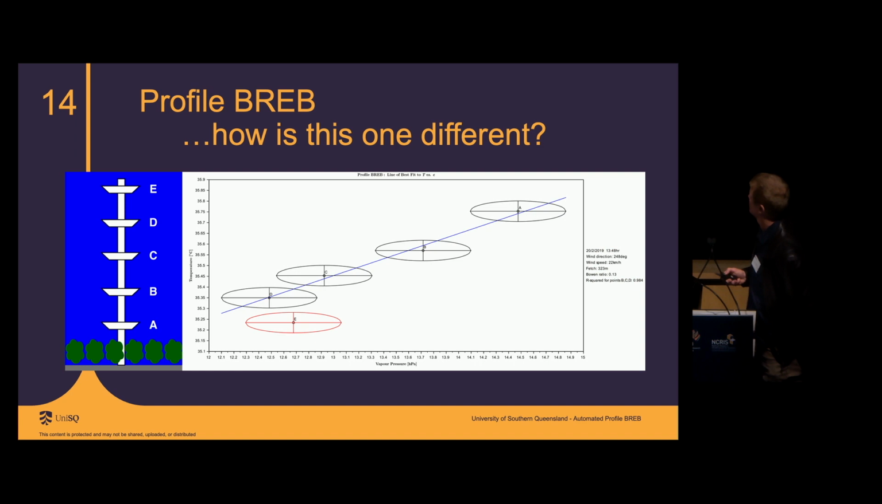Here's one where you can see that the measurement at the highest set of sensors, point E, does not fit. And so the script would automatically just say, okay, I'll flag that, but for now I'll exclude that point E and I'll fit the line through the others and proceed with my calculations.